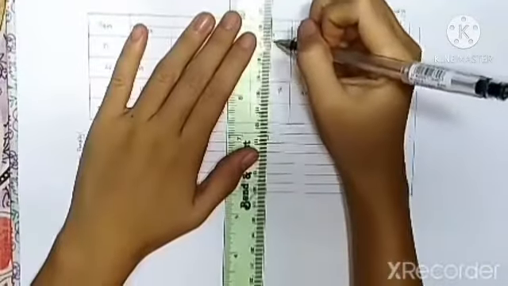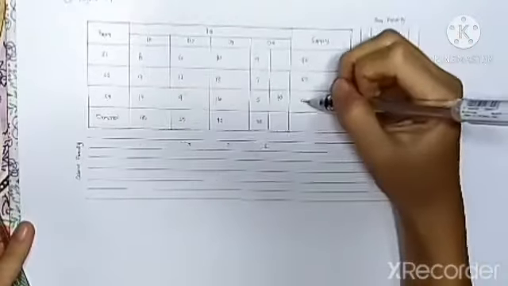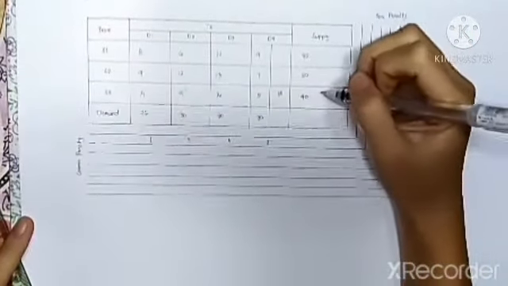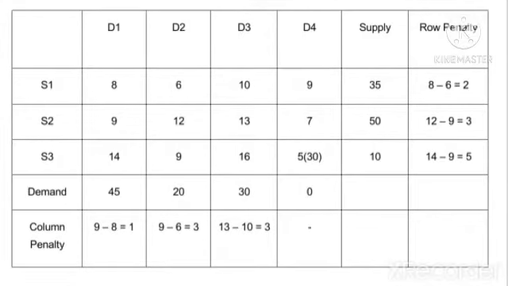It satisfies the demand of D4 and adjusts the supply of S3 from 40 to 10. In the second table, first row, 8 minus 6 is equal to 2. Second row, 12 minus 9 is equal to 3. Third row, 14 minus 9 is equal to 5.